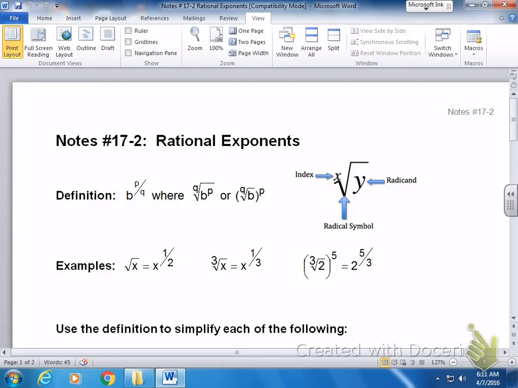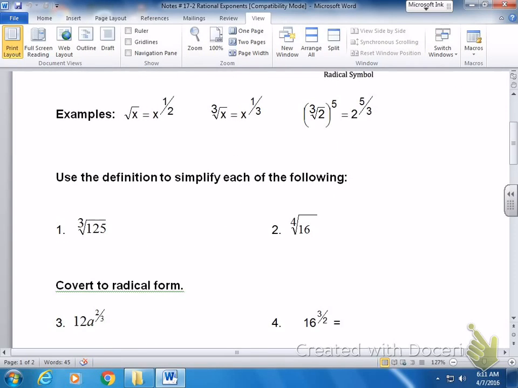Let's look at some examples. It says, use the definition to simplify each of the following. We're going to simplify these, and then we're going to put them in our calculator. The first one I have is 3 roots of 125. Remember, there's actually a 1 out here, so we need to remember that. So all I have to do is follow my formula. What's inside the root or the radical symbol, we write first. We take the number after it to the right, that's our numerator. We take the number before and use it as our denominator. So the answer is 125 to the 1/3.